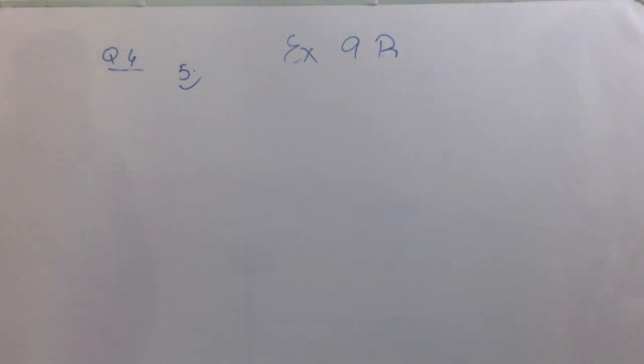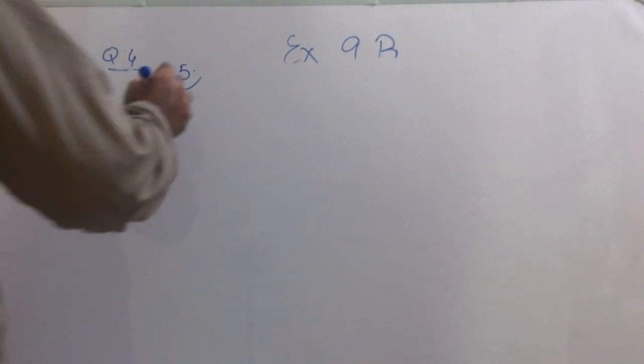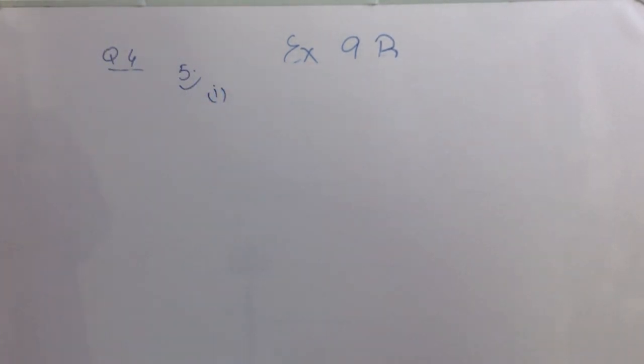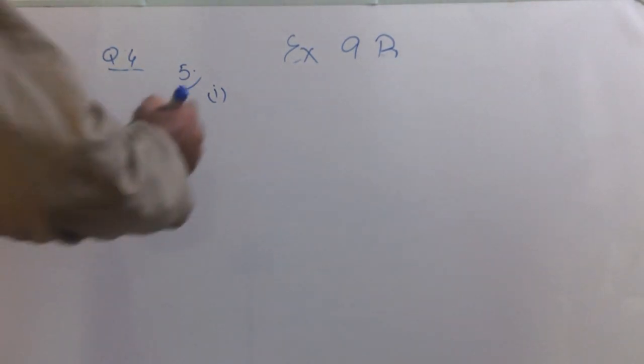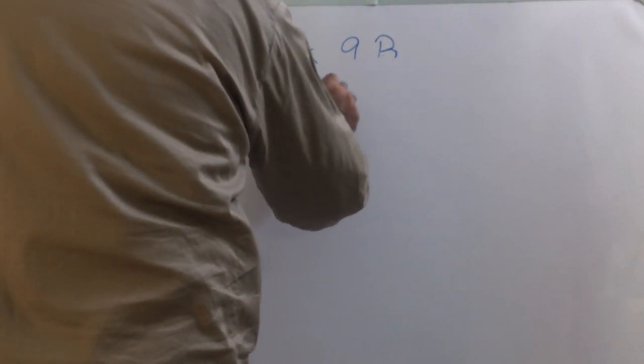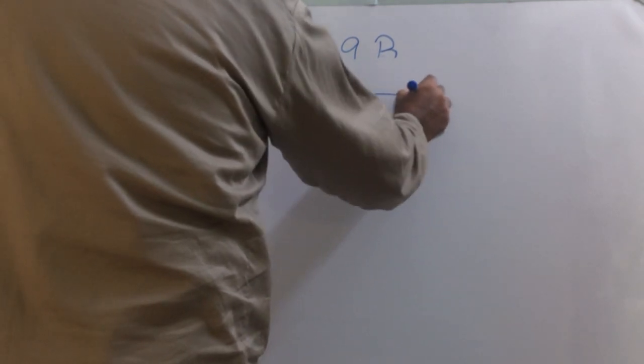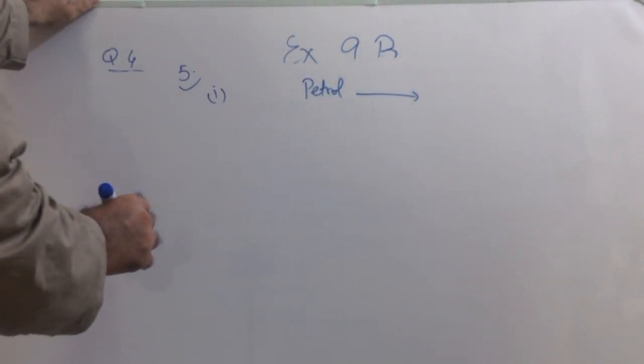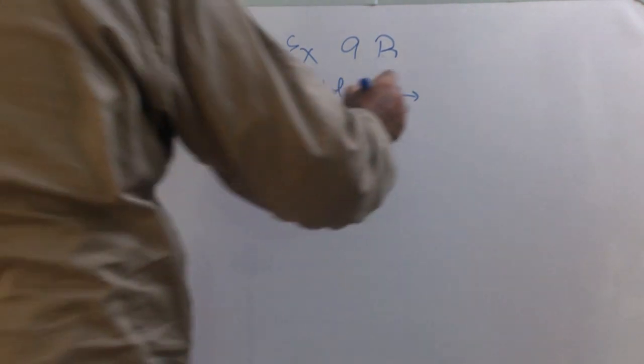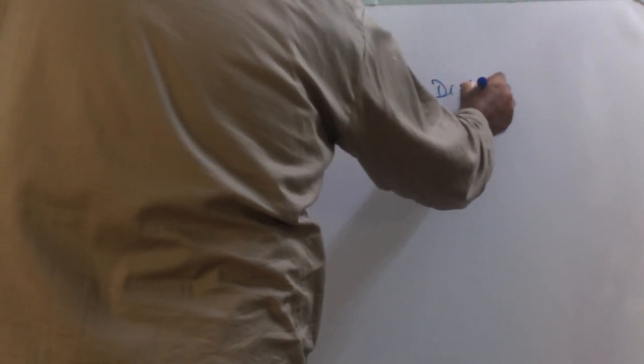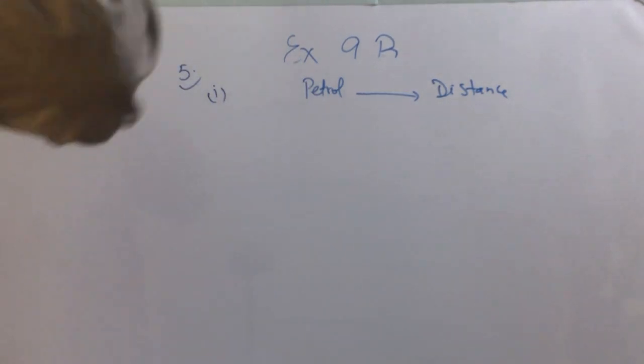Now we are doing question number 5. First part: a car requires 22 liters of petrol to travel a distance of 259.6 kilometers. We need to find the distance that the car can travel on 63 liters of petrol. So the distance will be on the right side.